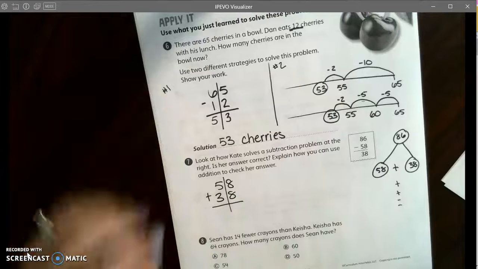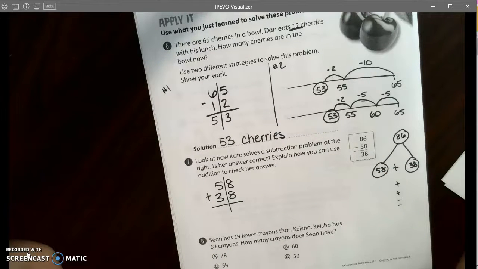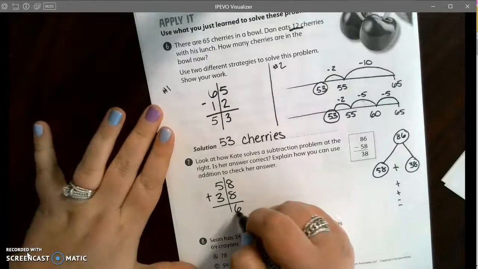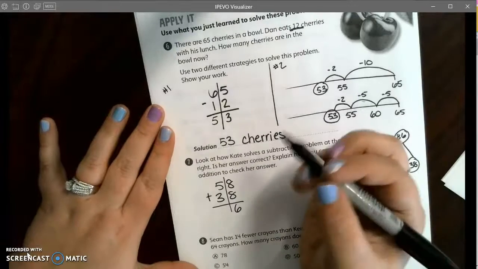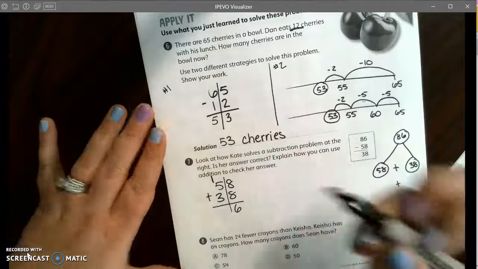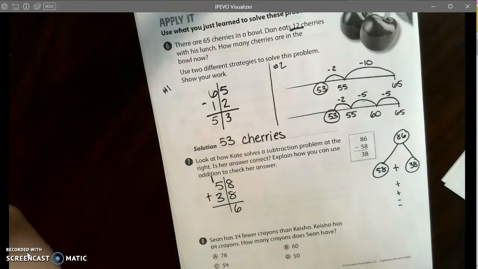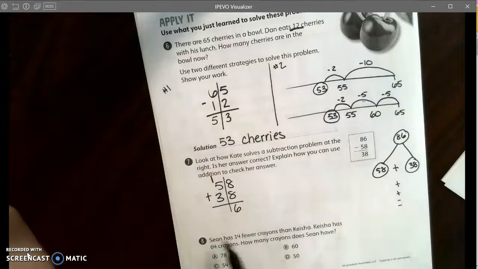So what is 8 plus 8? 16, right? So 6. And we haven't talked about this, I don't think. But I'm going to put a 1 over here. Why am I putting a 1 over here? I'm putting a 1 over here because I can only have one digit in my ones, and 16 is a 2-digit number. So 8 plus 8 equals 16.